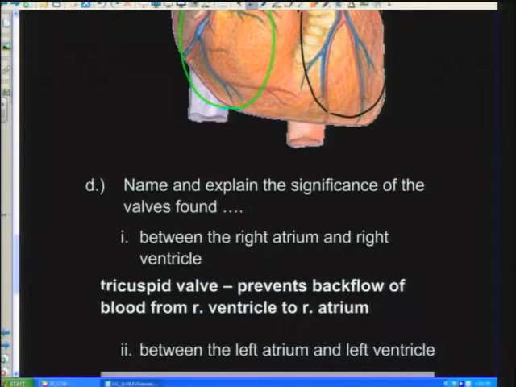Tricuspid valve. At least I'm getting my answers right. Why are we playing with me today with these colors?